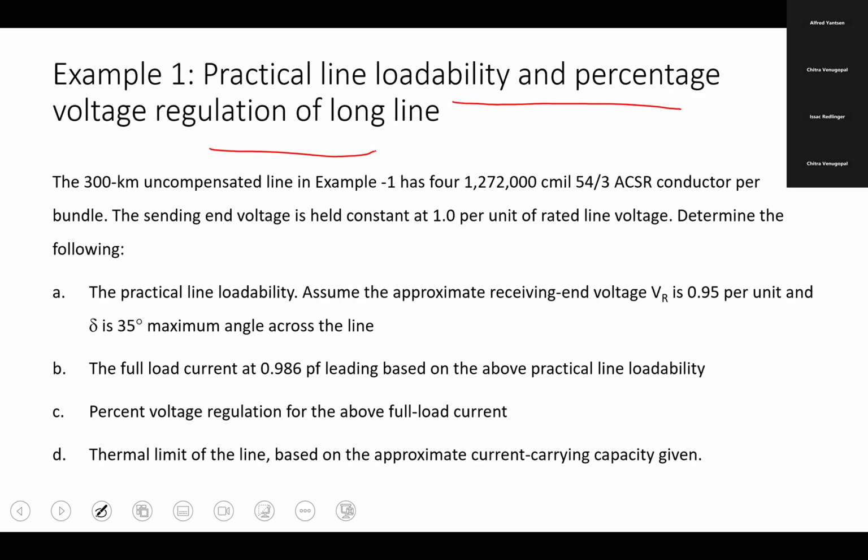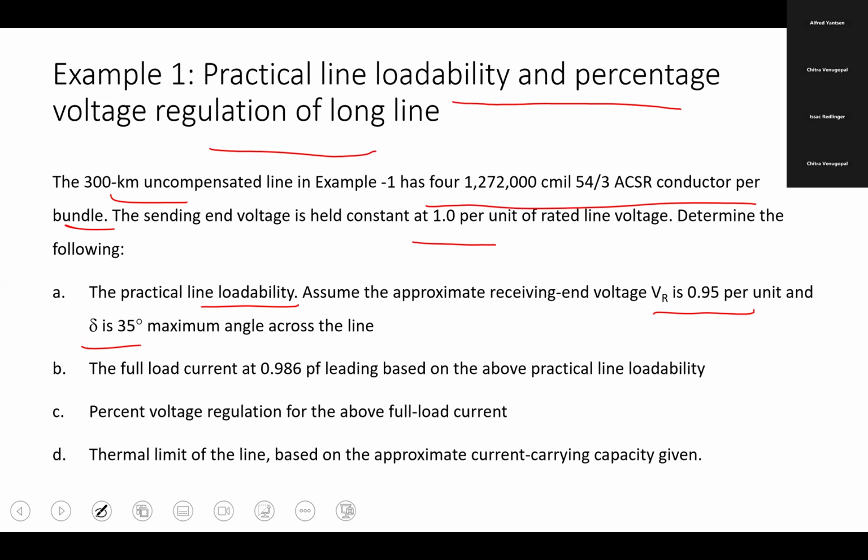So the same problem is continuing. A 300 kilometer uncompensated line has 4 conductors, the conductors that we talked about in our last class. Sending end voltage is held constant at 1 per unit. Determine the line loadability. If the receiving end voltage is only 0.95 and the angle is 35, then what is the line loadability?